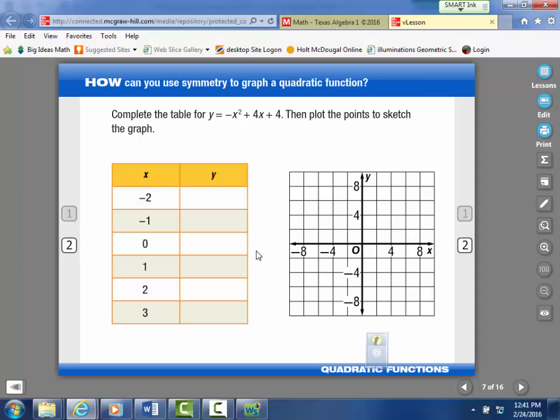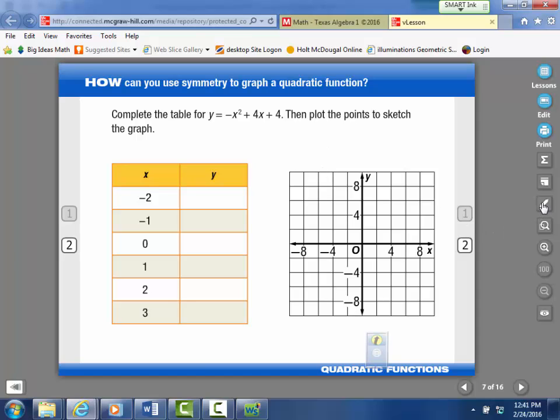So we want to complete this table for y equals negative x squared plus 4x plus 4, then plot the points to sketch. Okay. So at this point, I hope you have your calculator handy because that's going to make it a lot easier for you to answer this kind of question, because what you want to do is substitute the x values they've given you into the equation. Okay, so go ahead and pause the video for a minute and fill in your table.